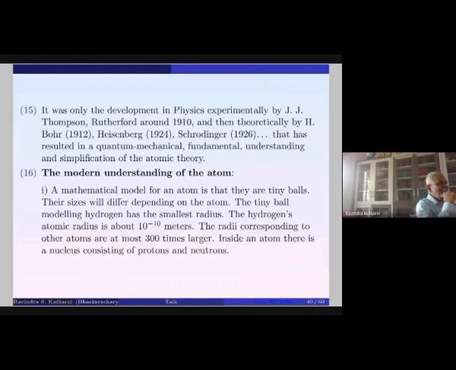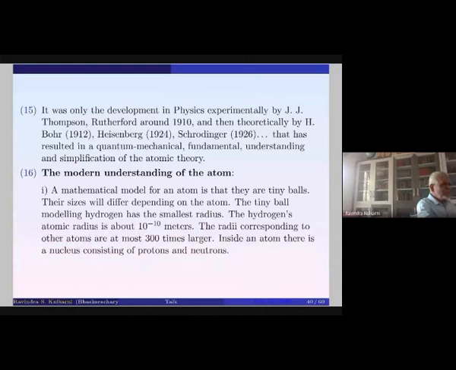Now, it was only through the development of physics, experimentally by J.J. Thomson and Rutherford around 1910, and then theoretically by Bohr, Heisenberg, Schrodinger, that it resulted in a quantum mechanical fundamental understanding and simplification of the atomic theory. And now this is the real scientific part, the modern understanding of the atom. The mathematical model for an atom is that they are tiny balls.